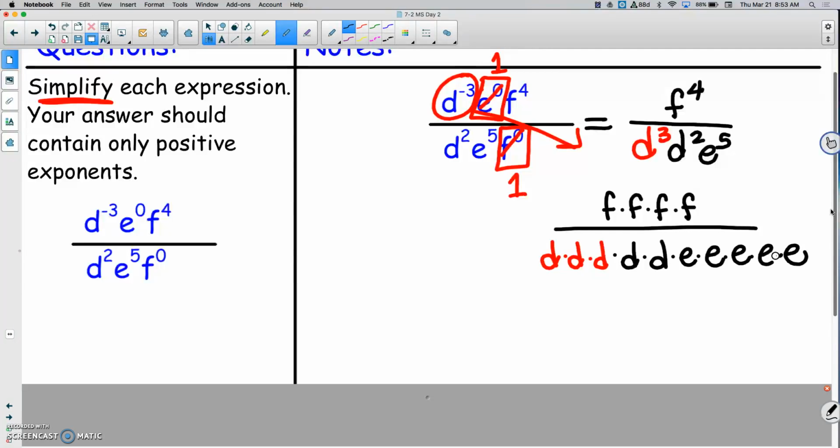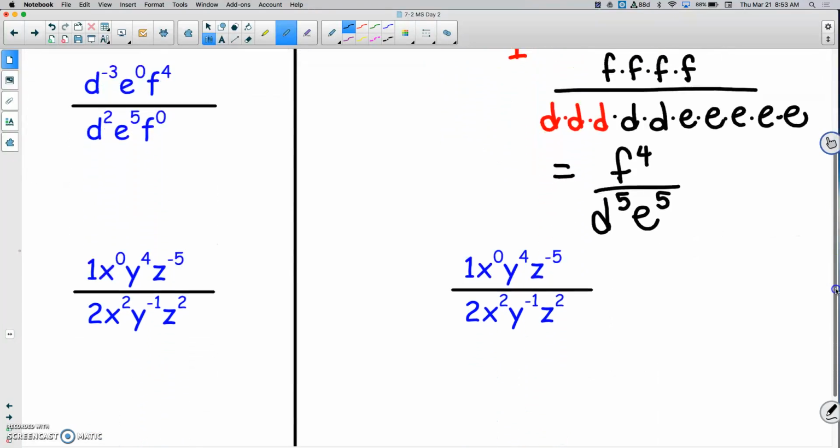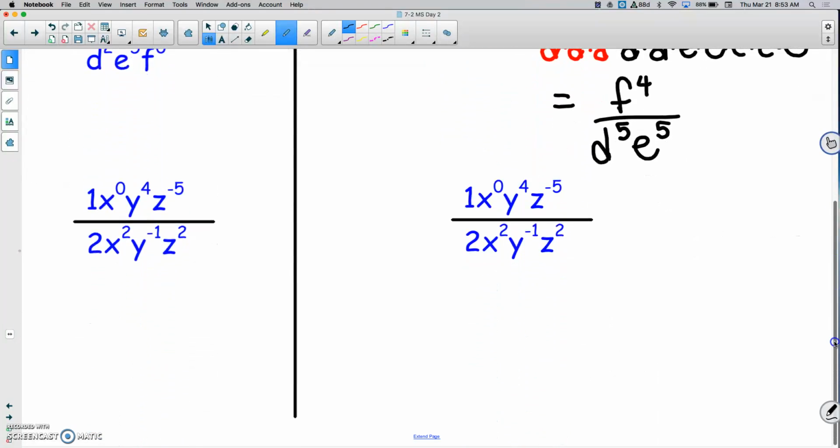Okay, so now what has happened here? On the top of my fraction, I have 4 f's, so that's f to the 4th power. On the bottom, I actually have 5 d's now, so d to the 5th power and e to the 5th. Your simplified answer can only have each variable in it once. You can't have 2 of the same letter. If you have 2 of the same letter, you're not done simplifying.